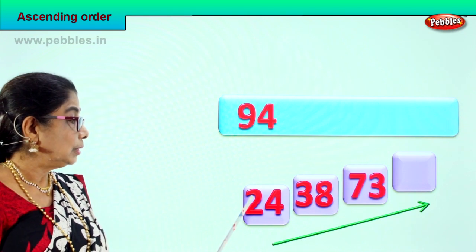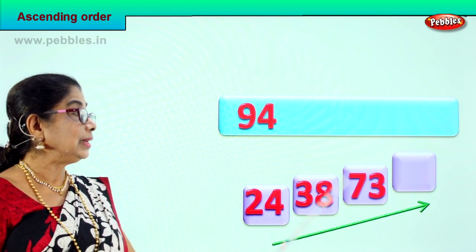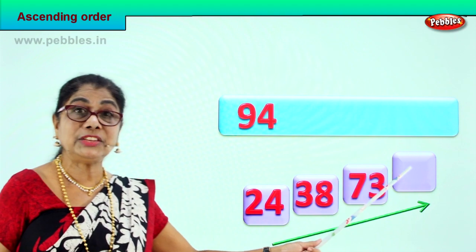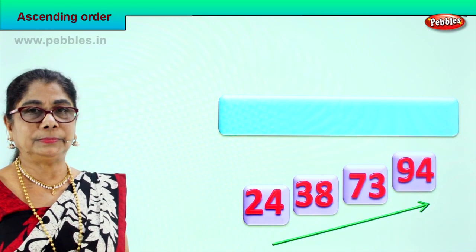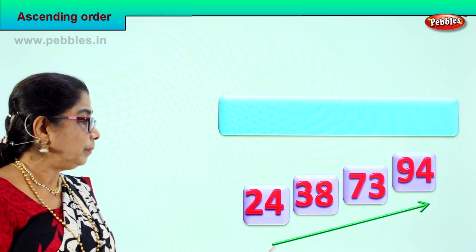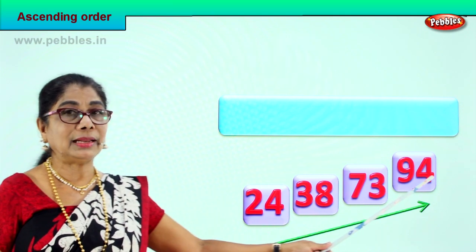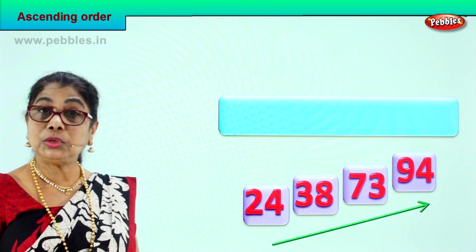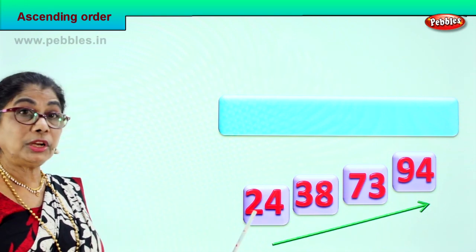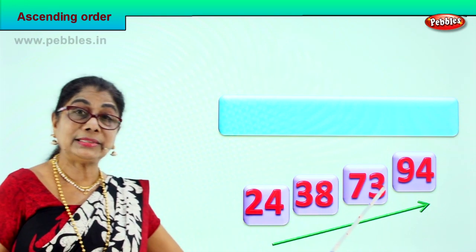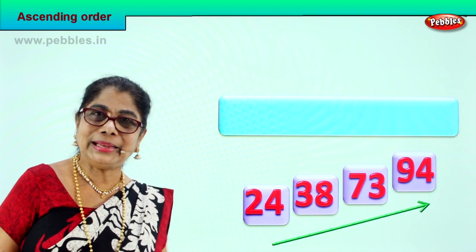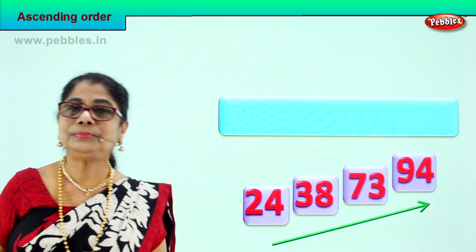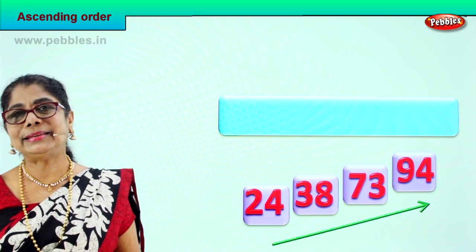So we have 2 tens, 3 tens, 7 tens. Finally 9 tens, 4 ones comes last. That's the biggest. In ascending order, we put the smallest here and the biggest here. We have arranged all the numbers correctly. Smallest being 24, 38, 73 and 94. Did you enjoy placing them in ascending order? Let's go to the next exercise.